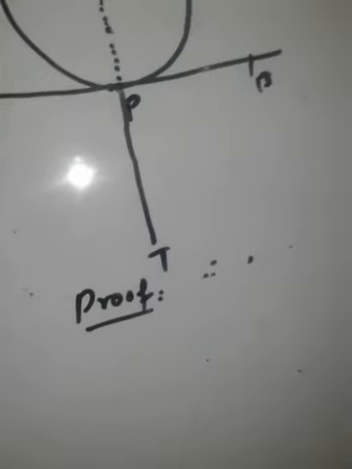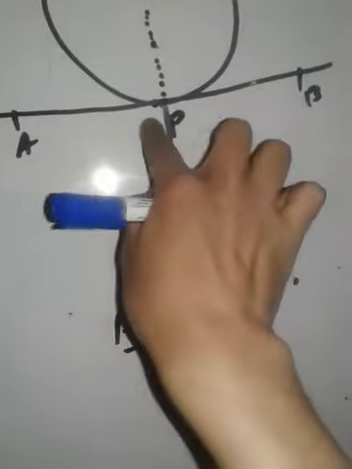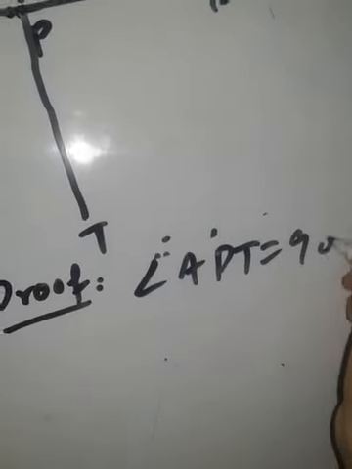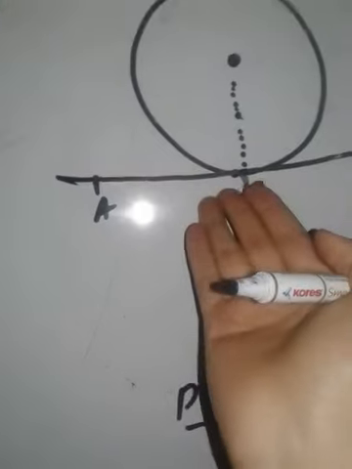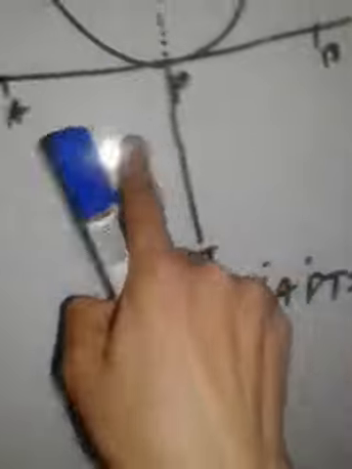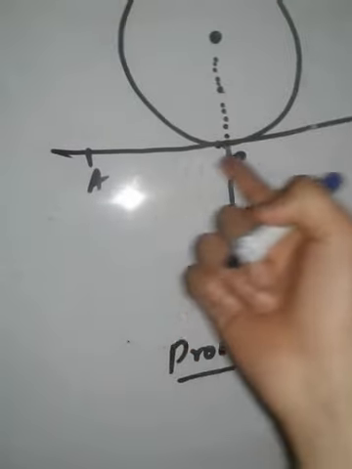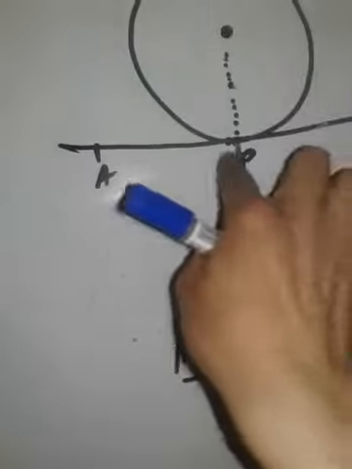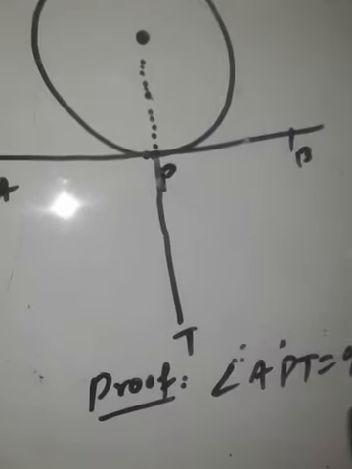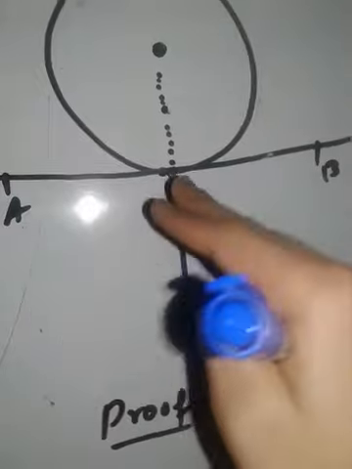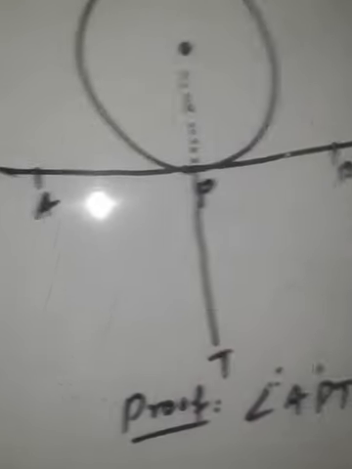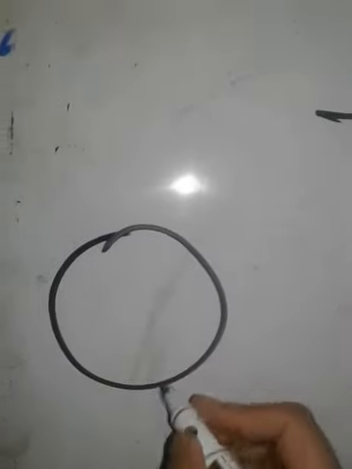We will write: angle APB equals angle APT equals 90. Why? This is given, as TP is perpendicular at P. Now look, recall theorem 9.1: the tangent and the radius at the point of contact are perpendicular. You know it very well. So it was theorem 9.1.